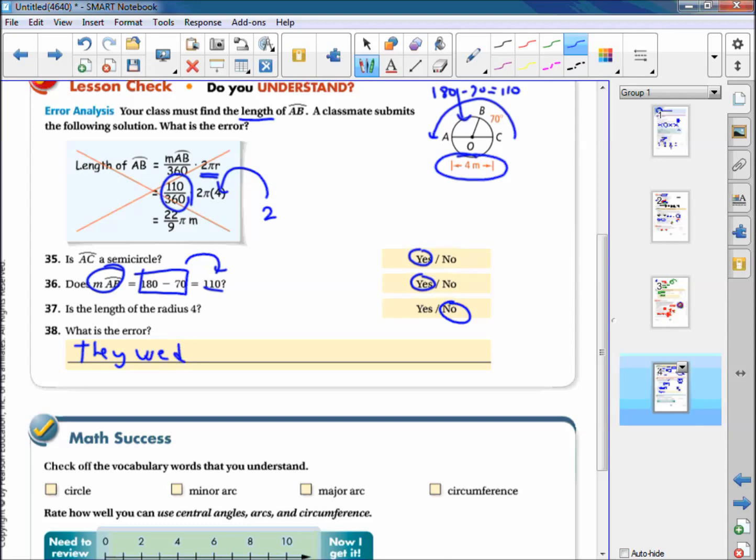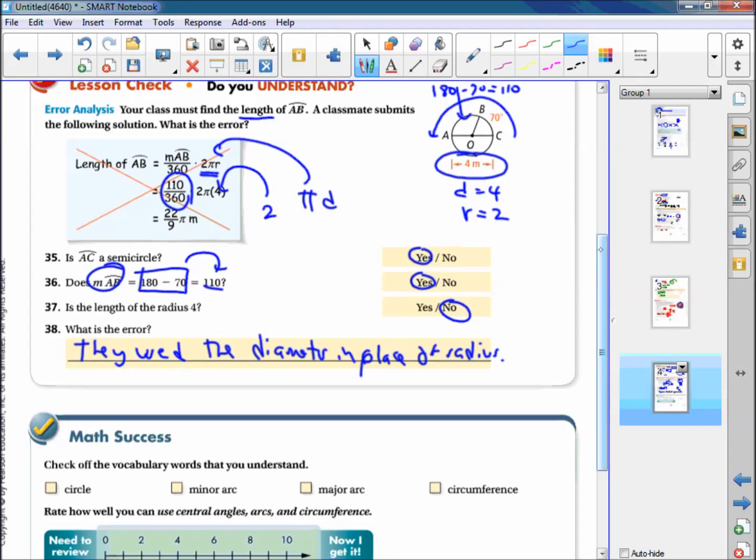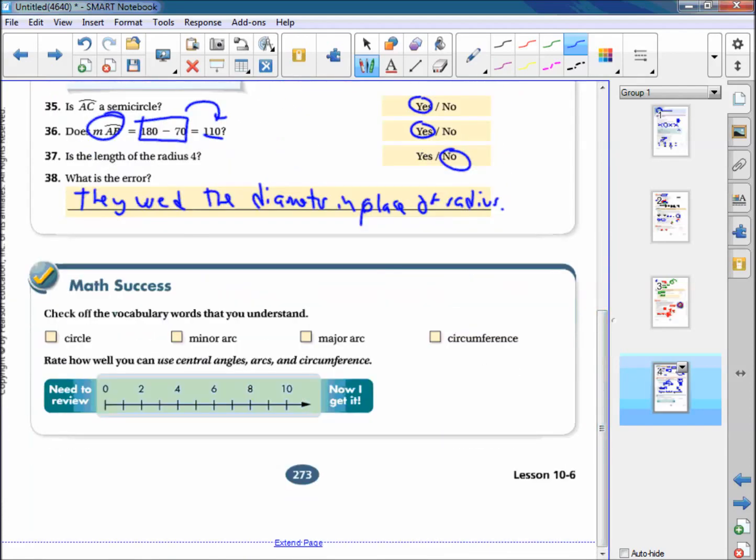They used the diameter in place of the radius. So they could have used the formula pi d here, and that would have worked out fine. They could have stuck 4 in there, or they could have calculated the radius themselves. So if d was 4, then the radius would be 2, and put a 2 in that spot. Either one would work.